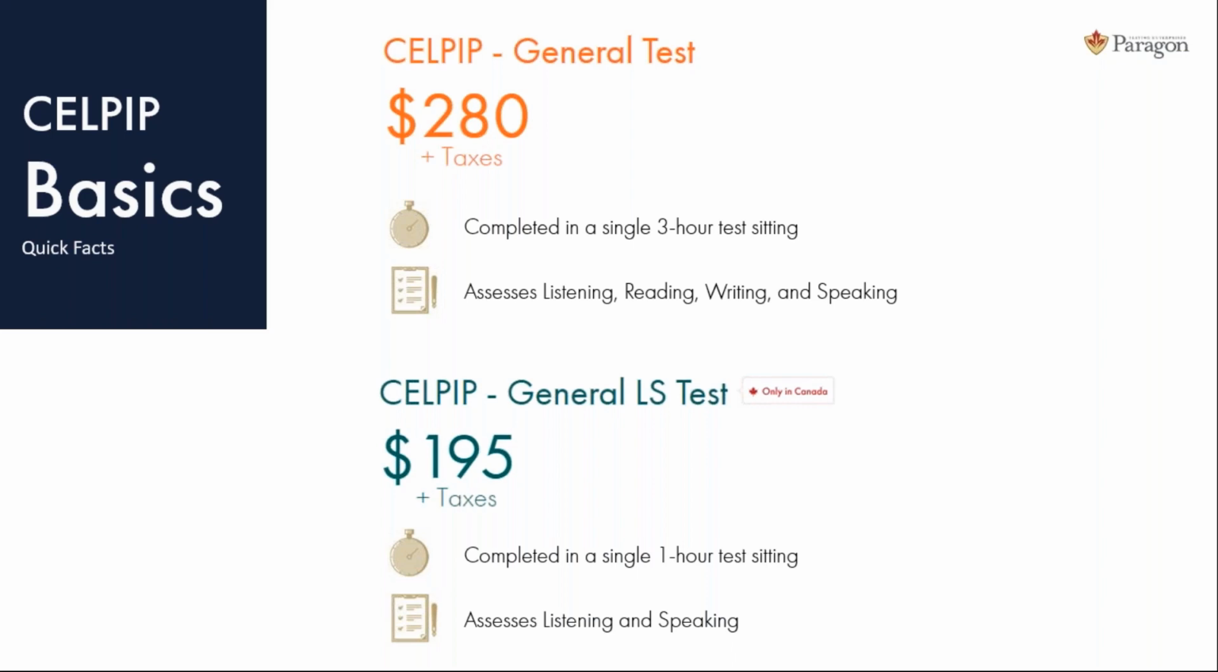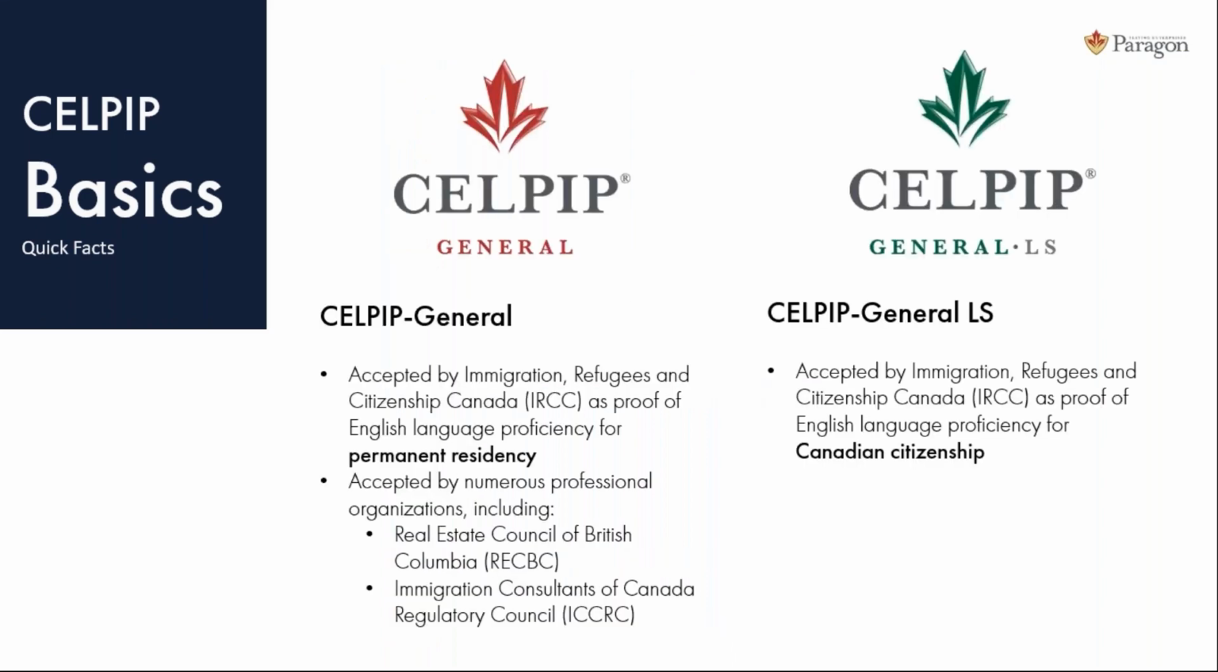So why do we have 2 different tests? Well, because some people don't need to prove proficiency in all 4 components: speaking, reading, listening, and writing. And that's something that the Canadian government has decided on. The CELPIP General, you should know, is for permanent residency. So if you are aiming for that, you want to be sure you're taking the CELPIP General. However, if you're interested in Canadian citizenship, we have a separate test that only assesses listening and speaking.